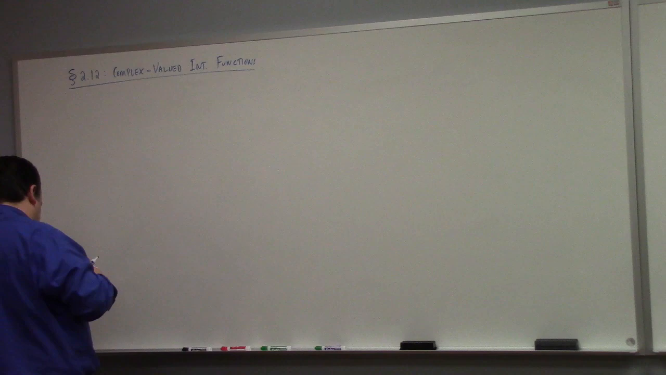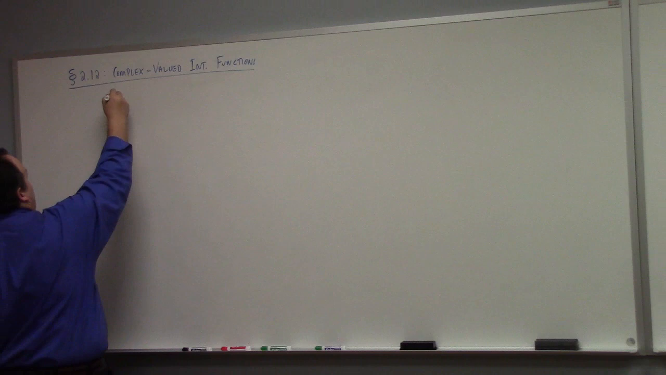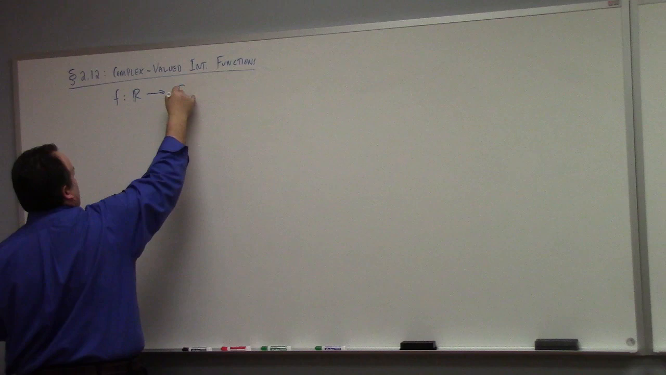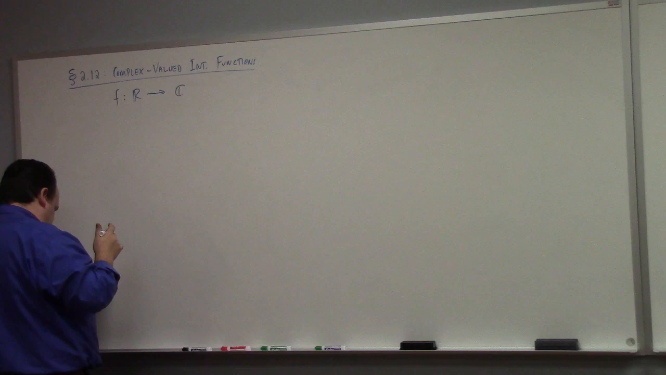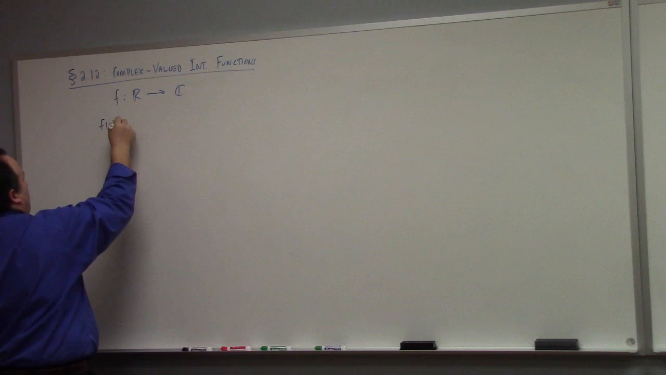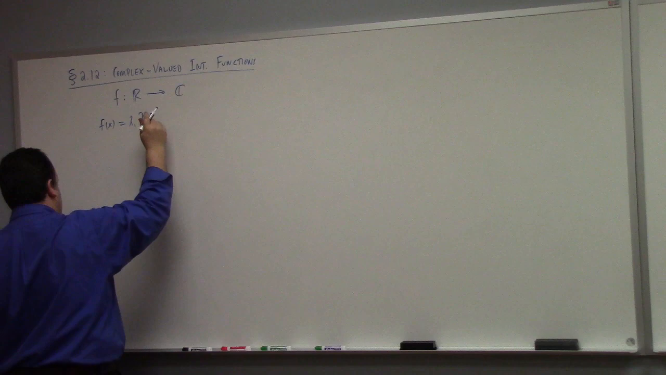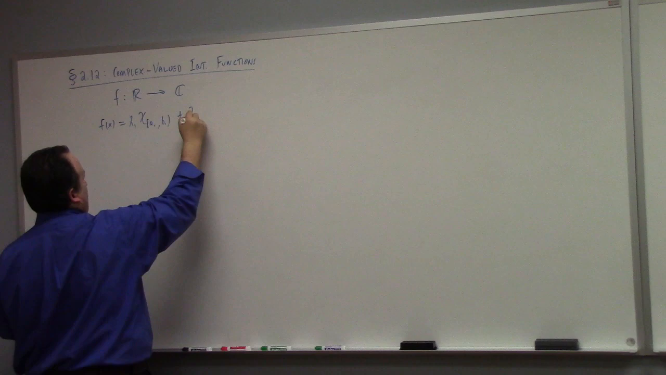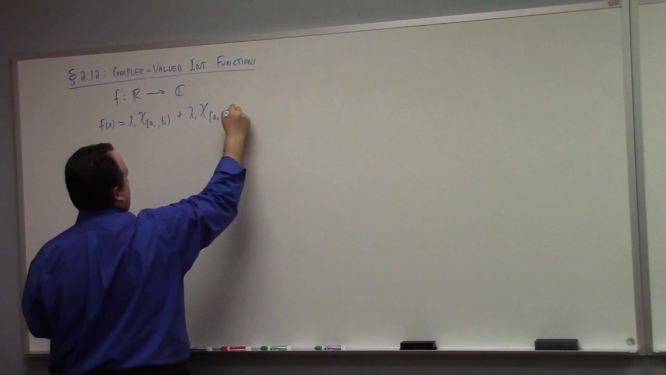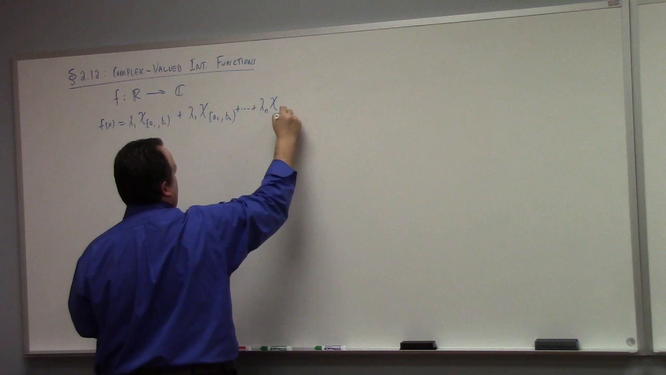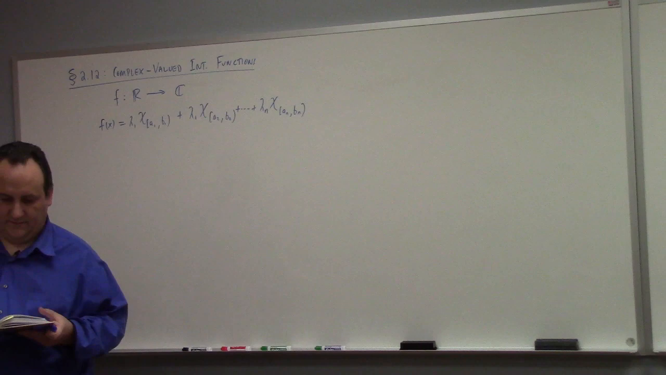Here he looks at functions from the reals to the complexes. He begins by defining a complex step function, something like this: f of x is lambda 1 chi of a1 to b1, plus lambda 2 chi of a2 to b2. It's the same thing we had before, right? What's the difference? Yeah, exactly, the lambdas are complex. And so this is a complex valued step function.